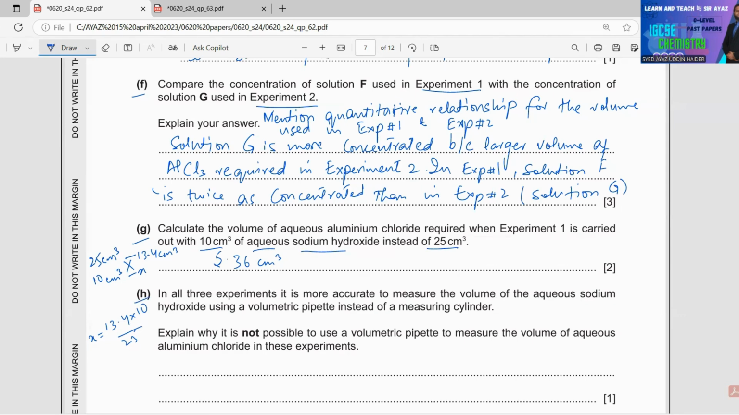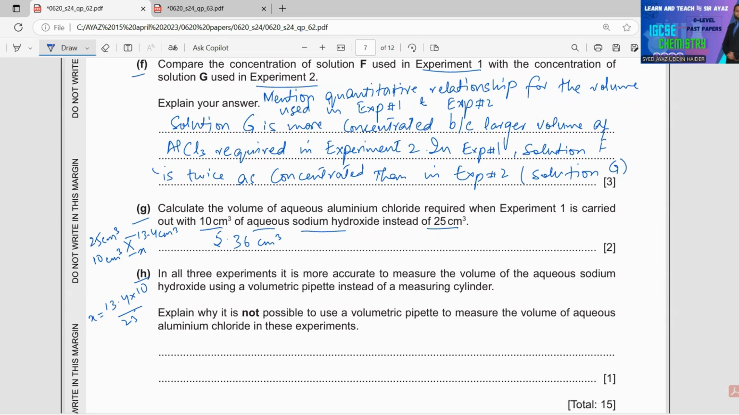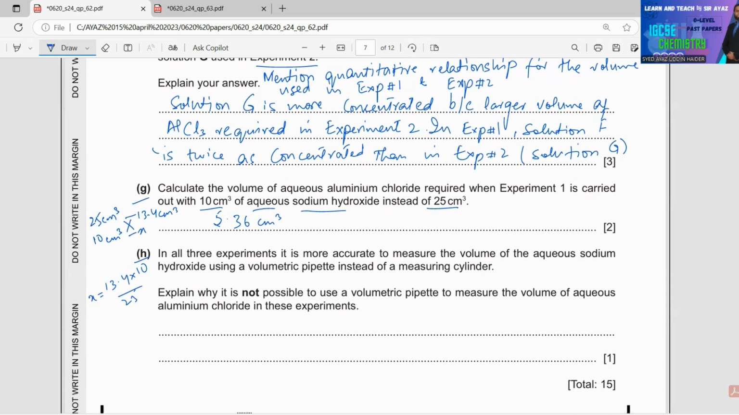H. In all 3 experiments, it's more accurate to measure the volume of the aqueous sodium hydroxide using a volumetric pipette instead of a measuring cylinder. Explain why it's not possible to use a volumetric pipette to measure the volume of aqueous aluminum chloride in these experiments. So definitely the volume used is not fixed. Volume used is not same in each experiment.